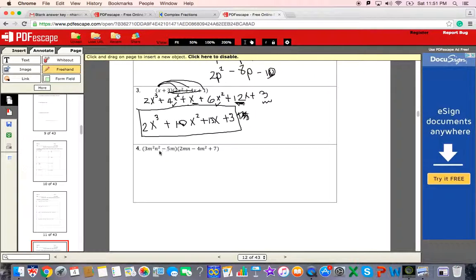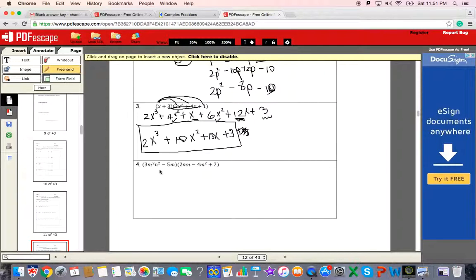All right, so this last one is just like the one above, but it uses our exponent rules a lot more. We have to really know those exponent rules. So this time I'm not going to waste the space. So we have 1, 2, 3. We're doing those 3 multiplications by the first term here. So 3m squared n squared times 2mn gives us 6m to the third n to the third.